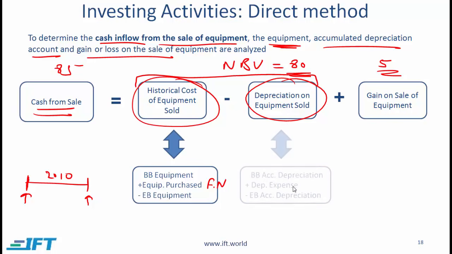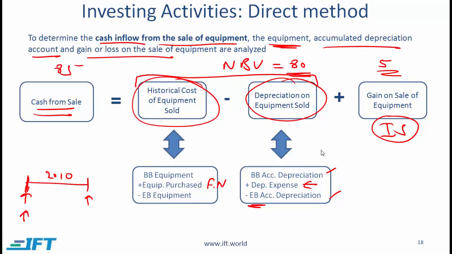Depreciation on equipment sold is given by this formula. The beginning balance of accumulated depreciation, again, that would be the start of the period, plus depreciation expense minus the ending balance of accumulated depreciation. These two items would come from the balance sheet. This would come from the income statement. And then you add the gain on sale of equipment. This is easy. This comes straight from the income statement.